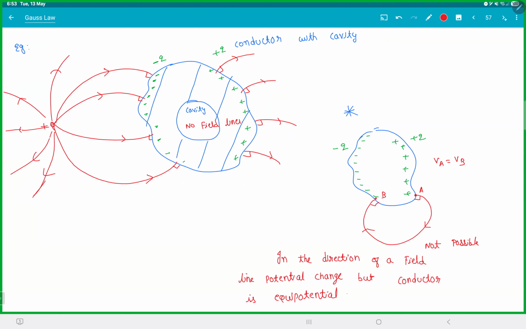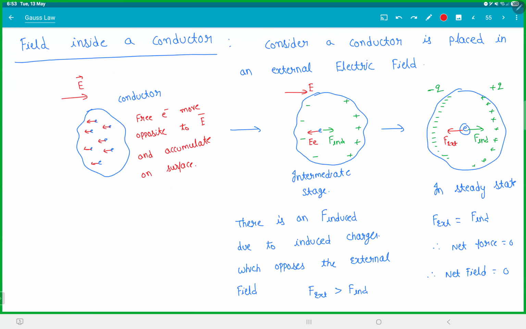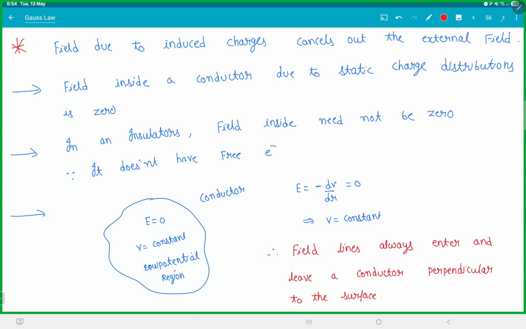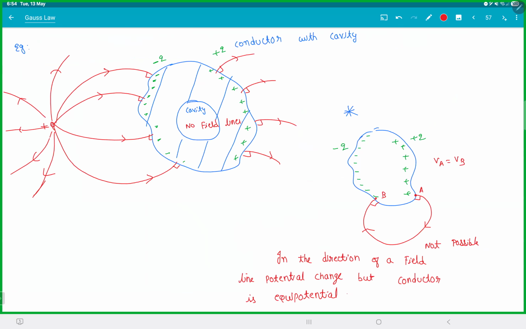The field inside a conductor is zero. And what is the proof? If the field inside is not zero, the electrons will keep going, creating more and more induced charges till these induced charges cancel the external field. Therefore, the field has to be zero. Since the field is zero inside, it has to be an equipotential surface. Therefore, all the lines will enter and leave perpendicularly.